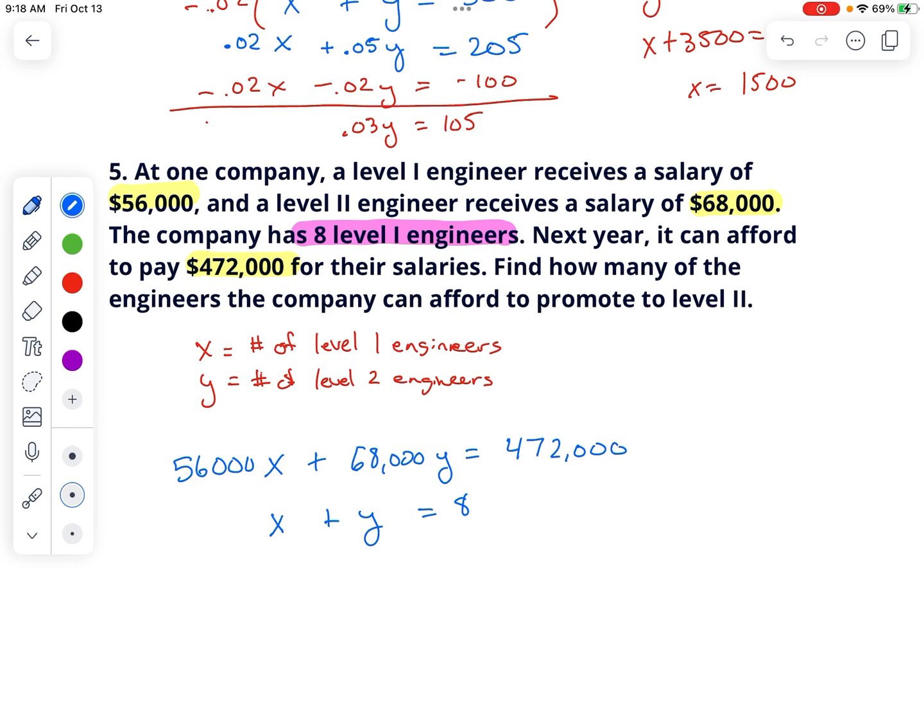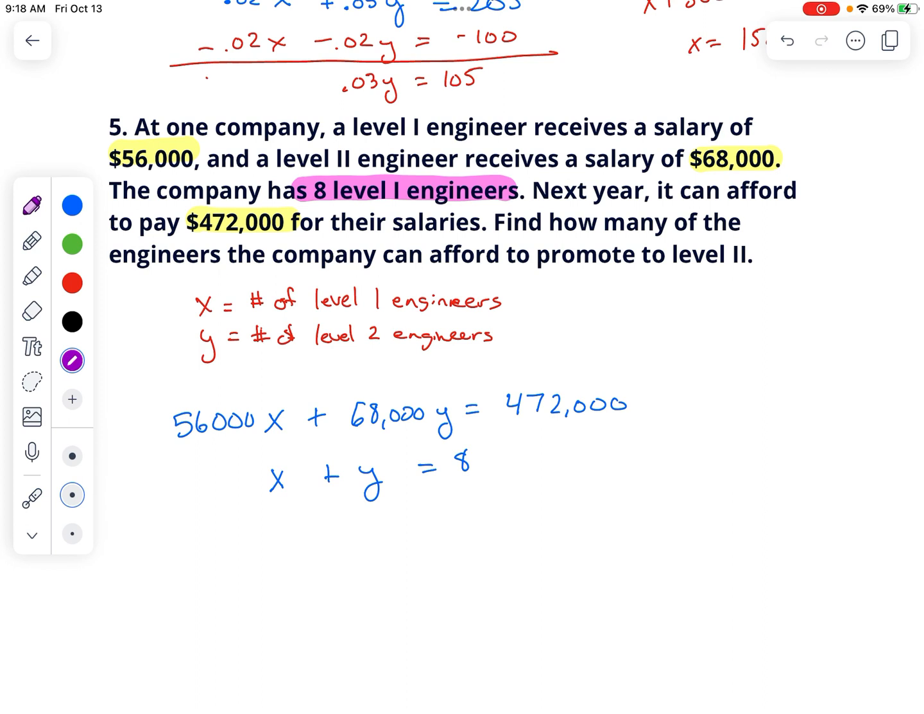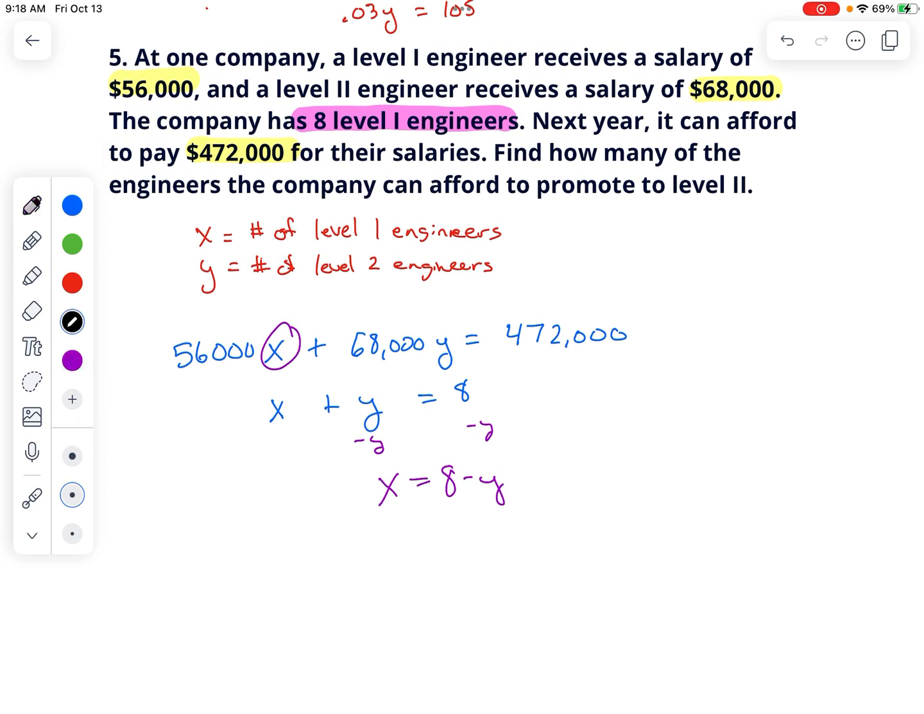Okay, so then from here, we got our two equations. We know what those unknowns represent. We could use elimination or substitution. This time I'm going to use substitution to try something a little bit different. So I'm going to solve this other one. I'm going to subtract y from both sides. So x equals 8 minus y. And I'm going to plug that in for this x up here. So now I have 56,000 times 8 minus y plus 68,000y equals 472,000.